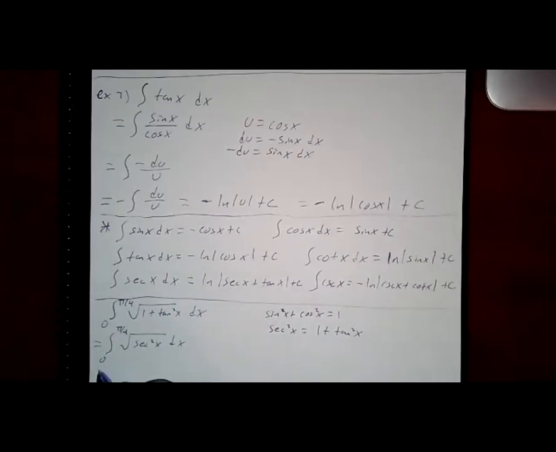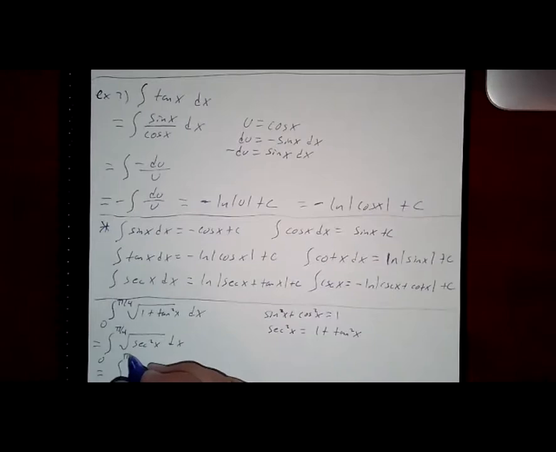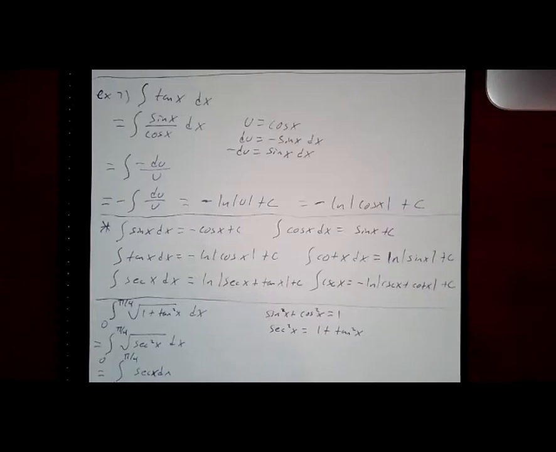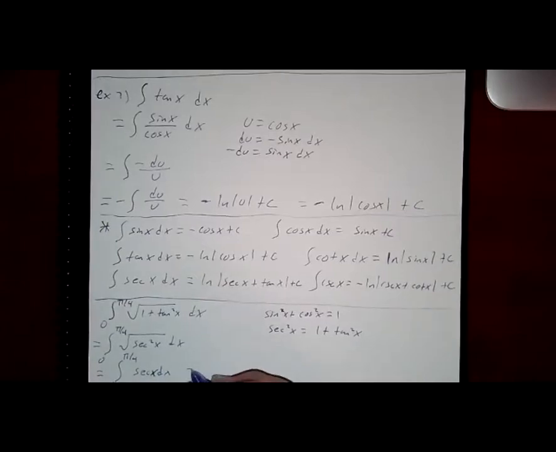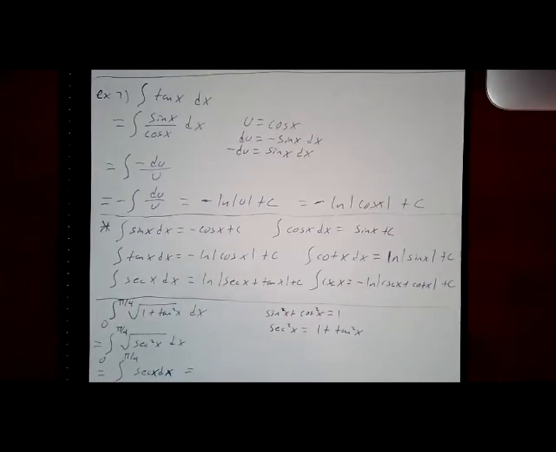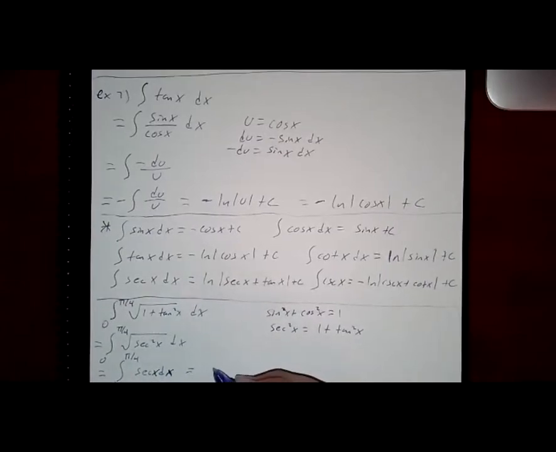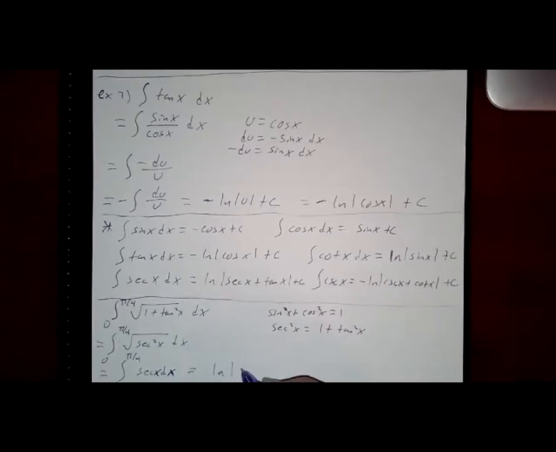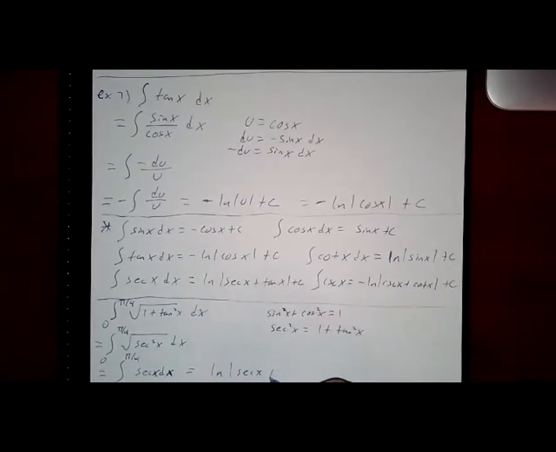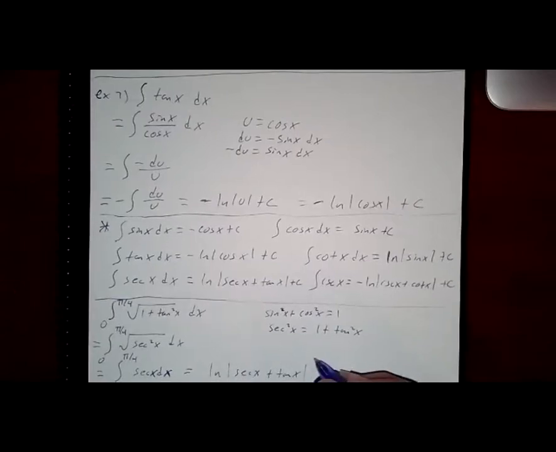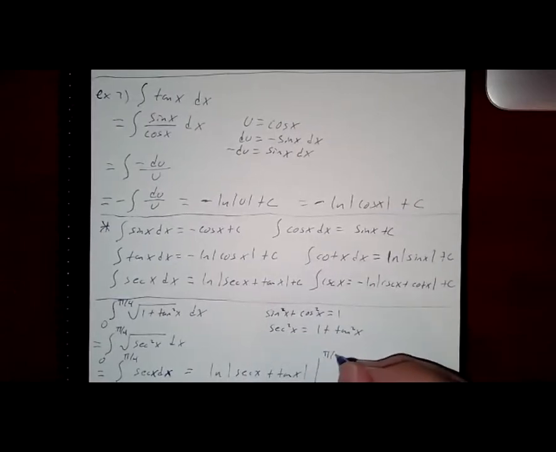So that would be just a secant. Which will be, according to the formulas we just wrote, ln secant x plus tangent x from 0 to pi over 4.